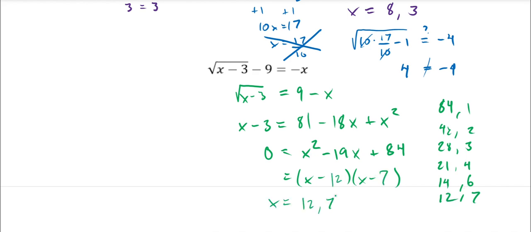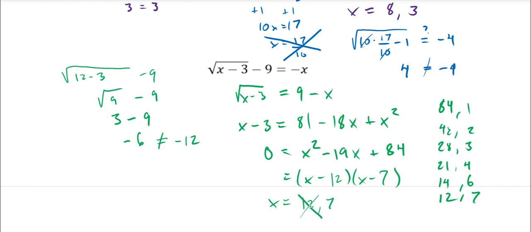Let's see if either of these are solutions. So plugging in 12, we wind up with 12 minus 3 square rooted. 12 minus 3 is 9, and square rooted gives me a 3. Now 3 minus 9 is minus 6. That's not the negative of what we started with, which was minus 12. And so 12 is not a solution to this equation.